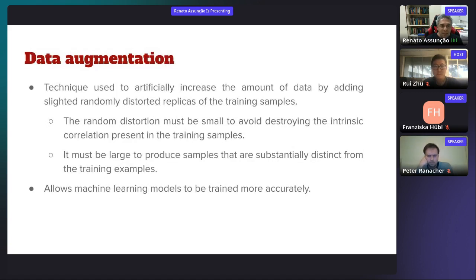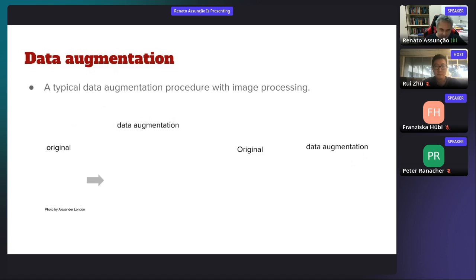Data augmentation is a technique used in machine learning to artificially increase the amount of data by adding slightly randomly distorted replicas of the training samples. The random distortion must be small to avoid destroying the intrinsic correlation present in the training samples, but at the same time, it must be large enough to produce samples that are substantially distinct from the training examples. It allows machine learning models to be trained more accurately.